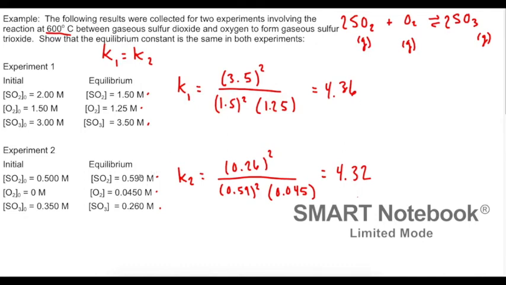So 2 different equilibria have been reached in these 2 different experiments, but the K values, as long as the temperature is the same for that reaction, should be the same, or at least pretty dang close to it.